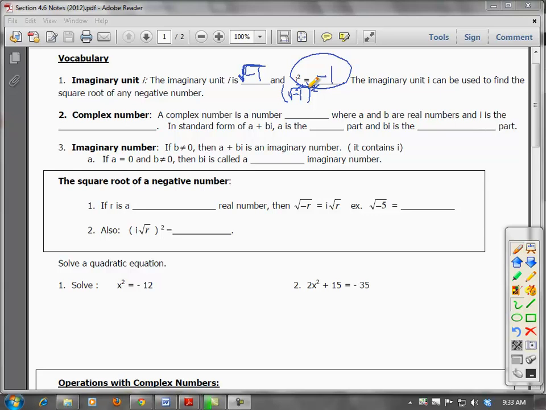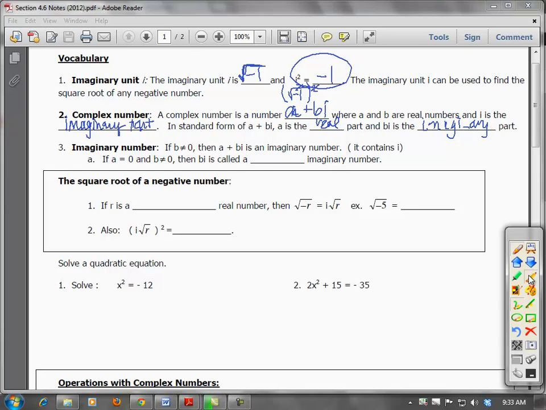A complex number is a way for us to write things with i's, and it looks like this: a plus bi. a and b are real numbers, and i is called the imaginary number, or I'm going to say imaginary part, actually. In standard form, a plus bi, a is what we call the real part, and bi is what we call the imaginary part.